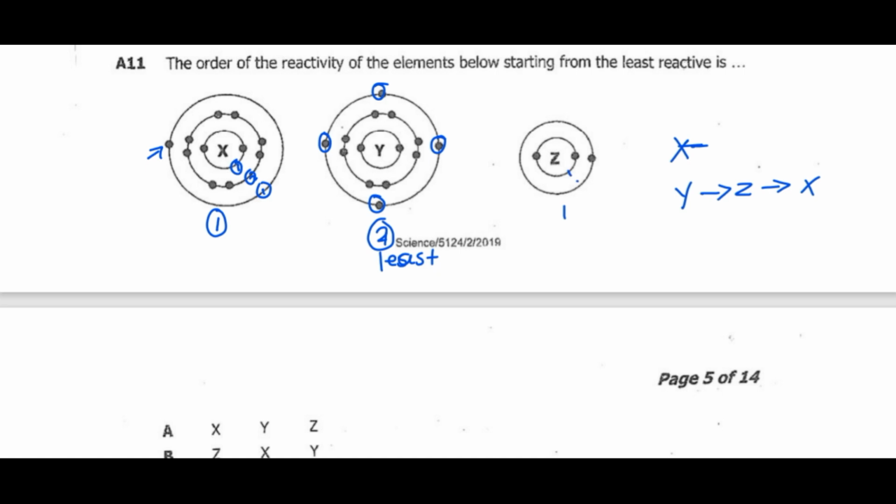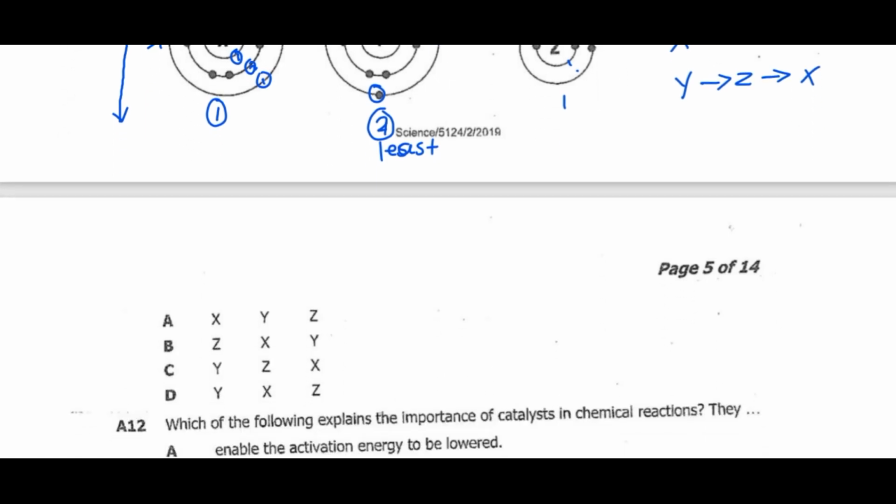So in a case where 2 or more elements have the same number of electrons in the outermost shell, if you want to identify the most reactive, you need to look at the one with the most number of shells, because we know that in group 1, as we move down the group, their reactivity increases. So also as we move down the group, the number of shells increases. So that is the key point. So the answer is YZX.